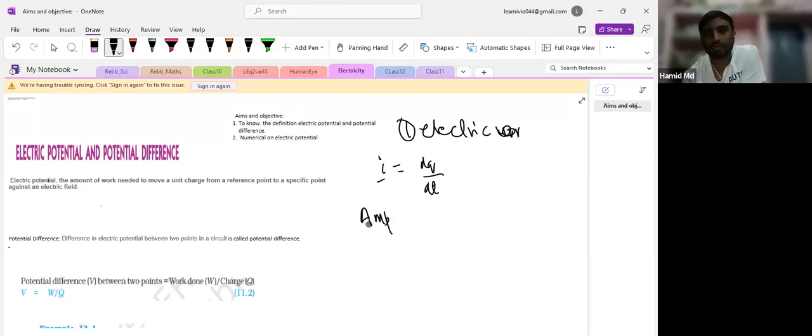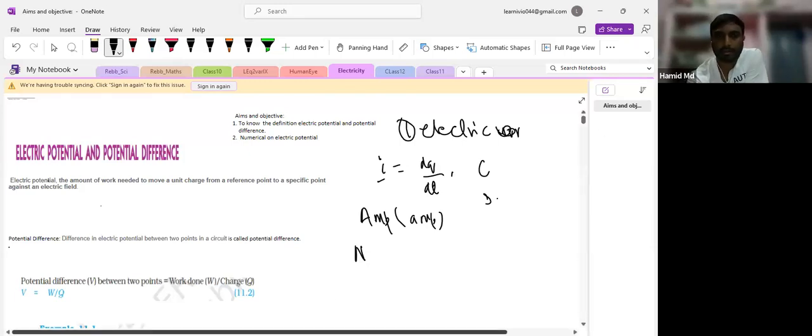Ampere is the name of a scientist, so that's why we write A in capital. Like Newton, it is the name of a scientist, that's why we start with a capital N. What is the unit of charge? Coulomb. And the unit of time? Seconds. So the unit of current is Coulomb per second, right? Clear?